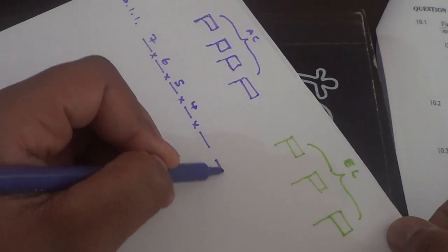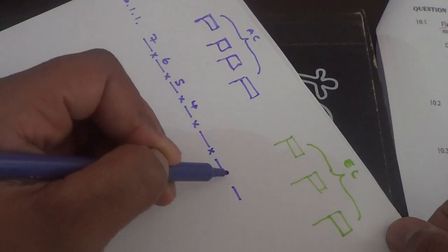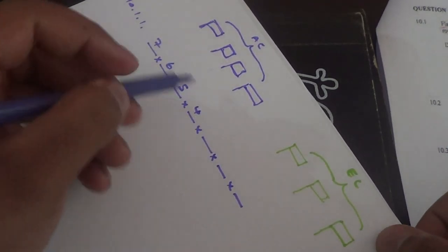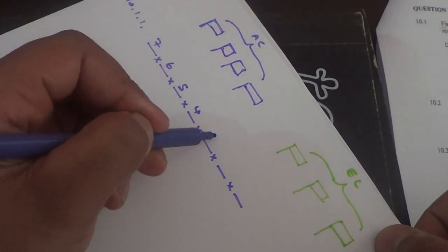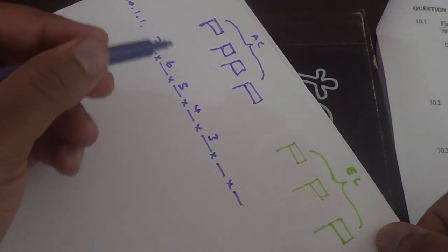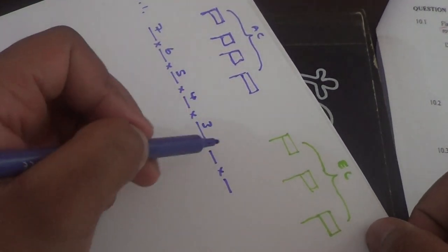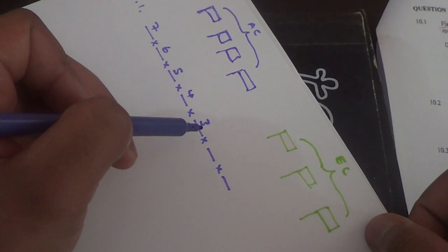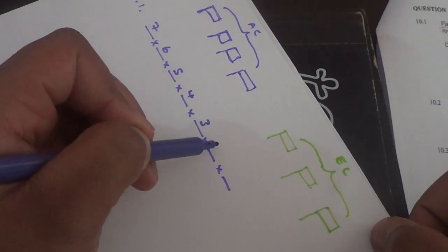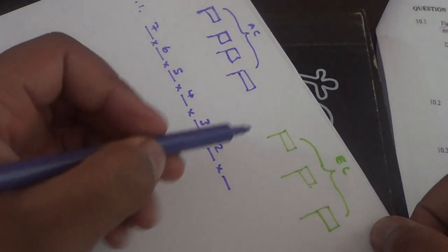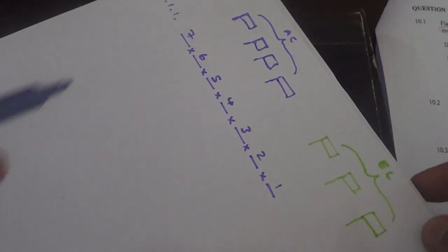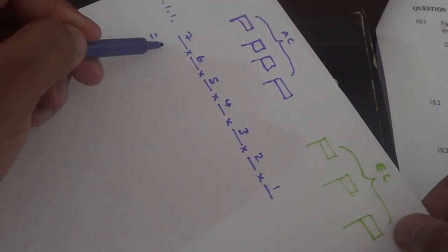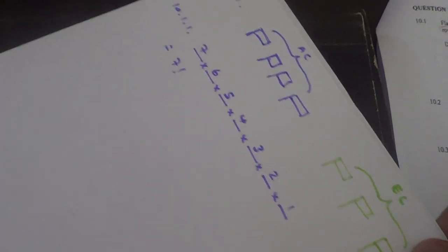1, 2, 3, 4, 5, goodness, 6, 7. I'm wondering now what's happening. All right, so once we've made those four picks, we have three choices for that fifth spot. Once we've made those five choices, we have two choices for that sixth spot and one choice for the last one. So what this is equal to is 7 factorial.